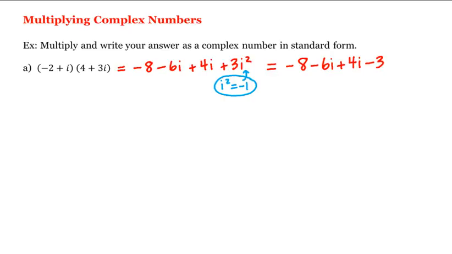And now we can combine like terms. The negative 8 and negative 3 are like terms, as well as the negative 6i and 4i. And combining these gives us our answer of negative 11 minus 2i.